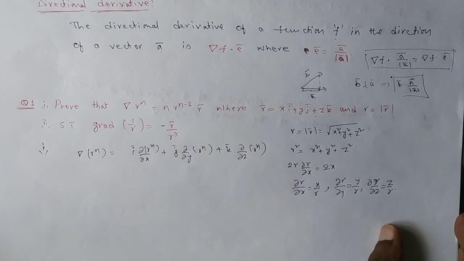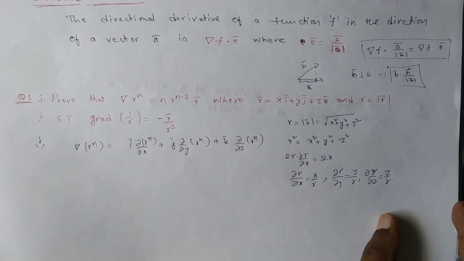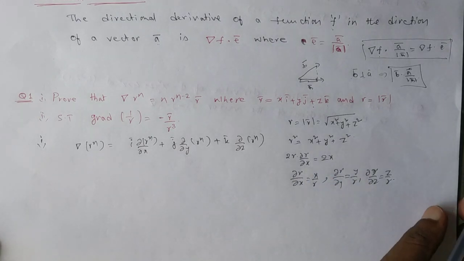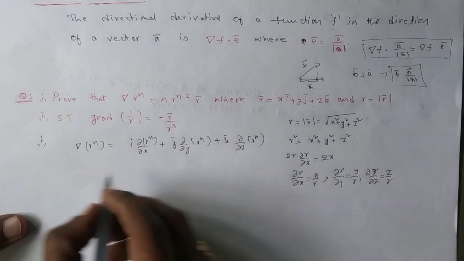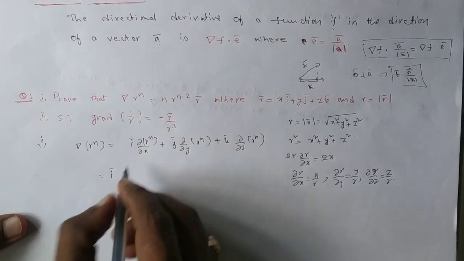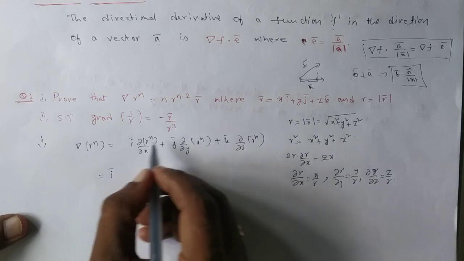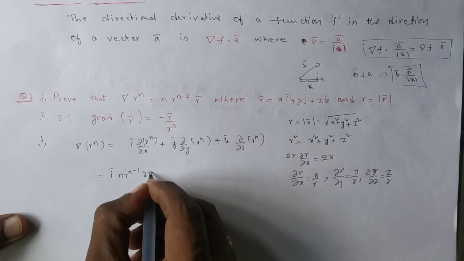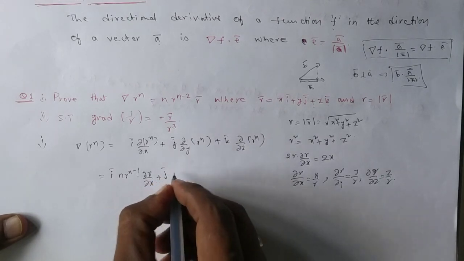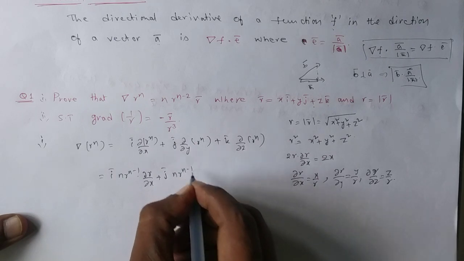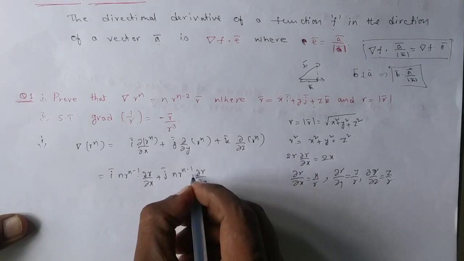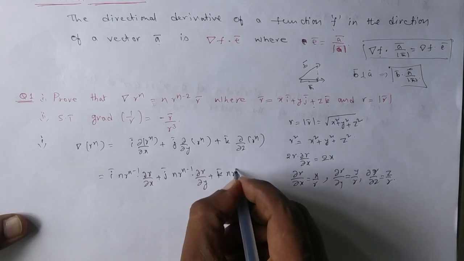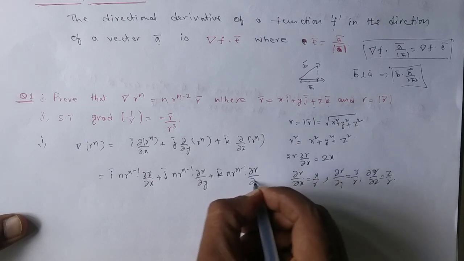You have to remember all these things in every problem: dou r by dou x equals x by r, dou r by dou y equals y by r, dou r by dou z equals z by r. And you may use these things here. Now coming to this one, i bar into, since r is a function of x, y, z and with respect to x I am taking the derivative, it becomes n into r power n minus 1 into dou r by dou x, plus j bar into n into r power n minus 1 into dou r by dou y. It is not a dot, it is a product. Plus k bar into n into r power n minus 1 into dou r by dou z.